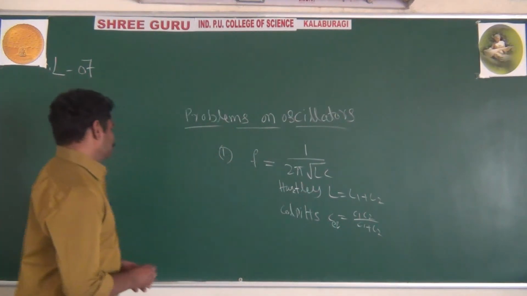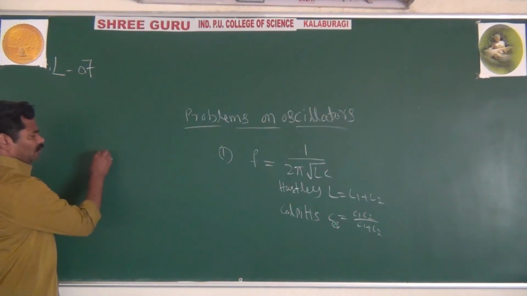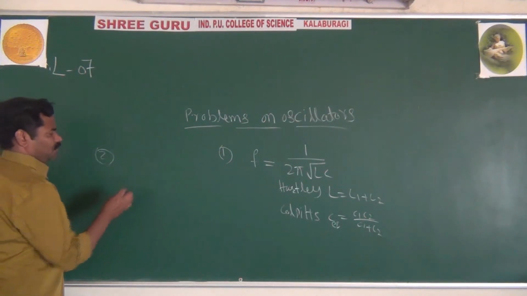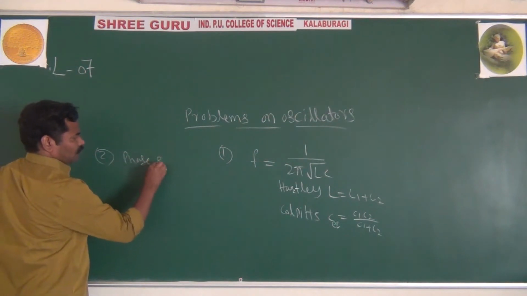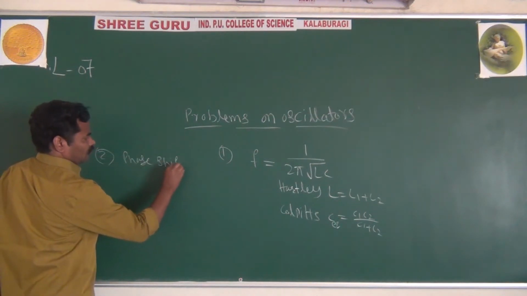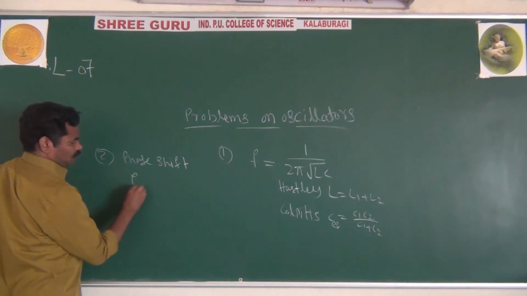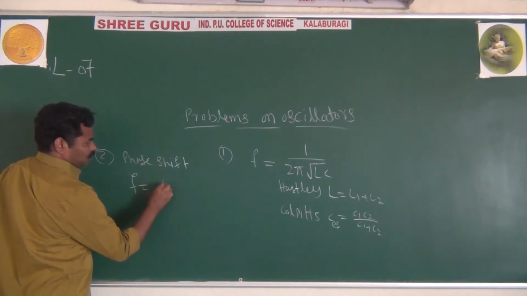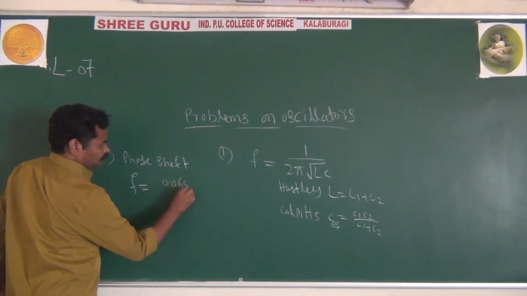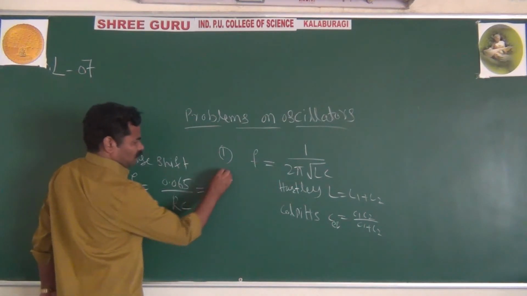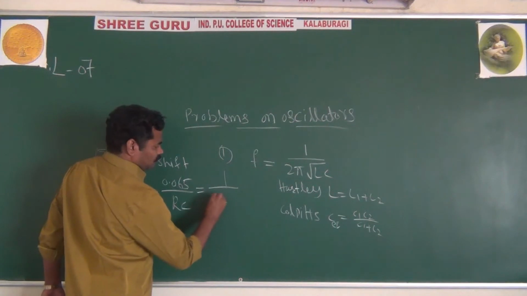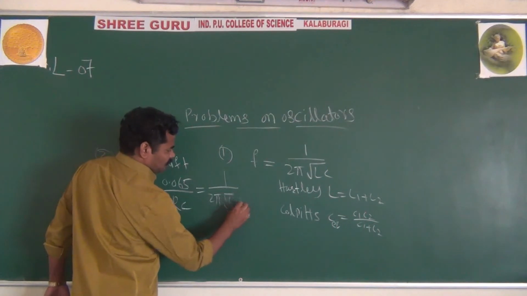And in the phase shift oscillator, we are using f is equal to 0.065 divided by RC, or you can also use 1 divided by 2 pi root 6 into RC.